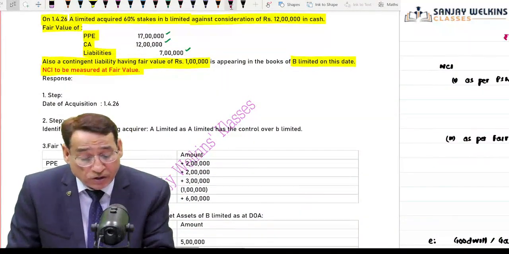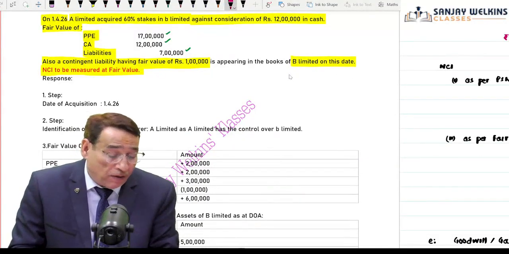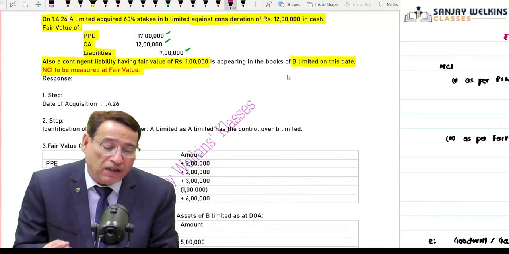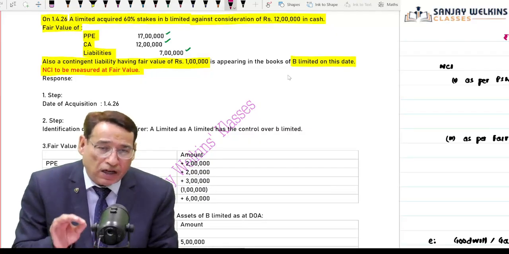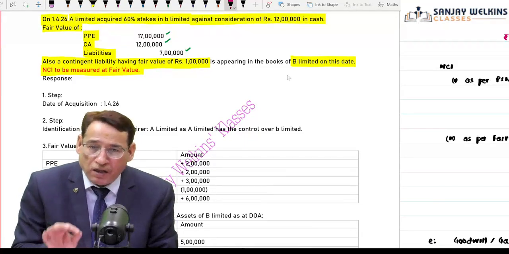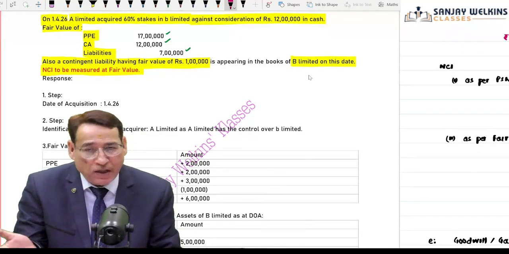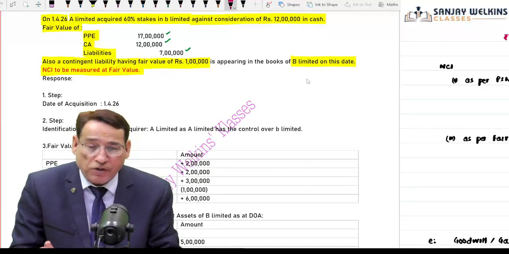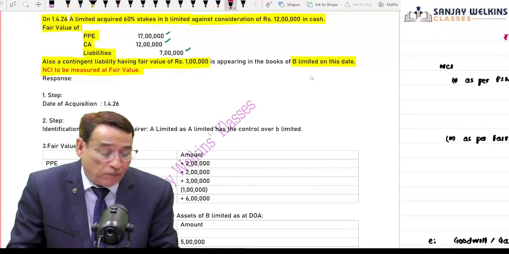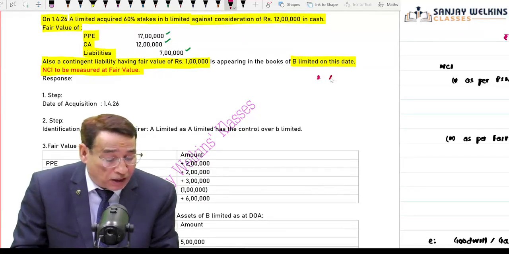In this question, correct? As usual, the first thing is that I'm supposed to compute the accounting acquirer, but the accounting acquirer will be A Limited only. Is it clear to you? You'll find out in a similar manner as we did in the last question. So your accounting acquirer will be A. Step number 1: accounting acquirer will be A Limited.